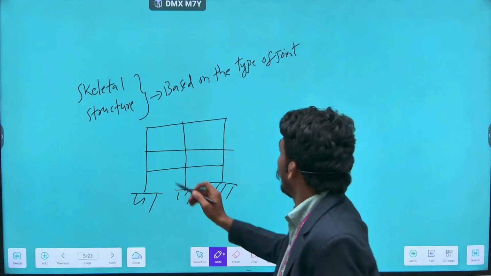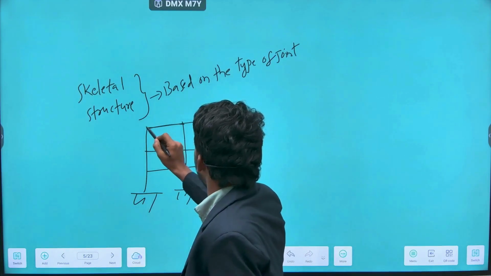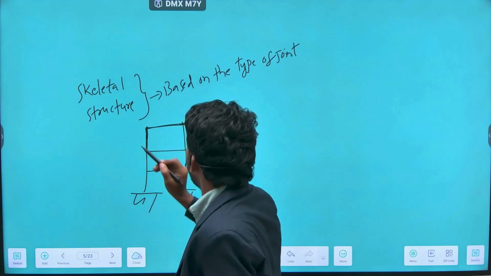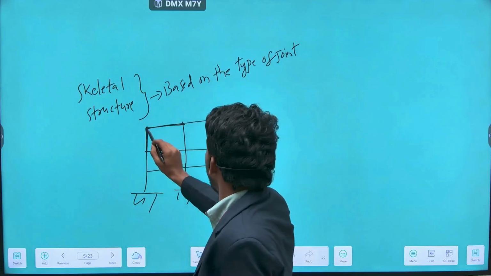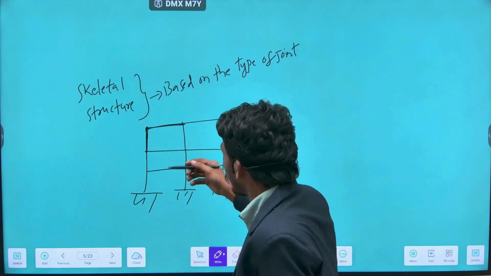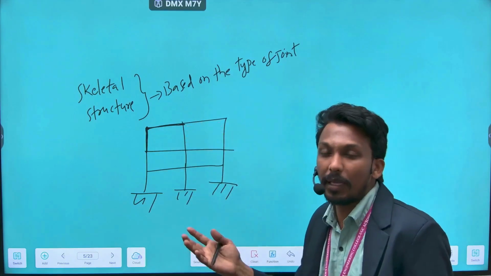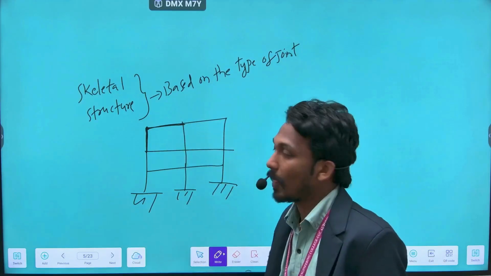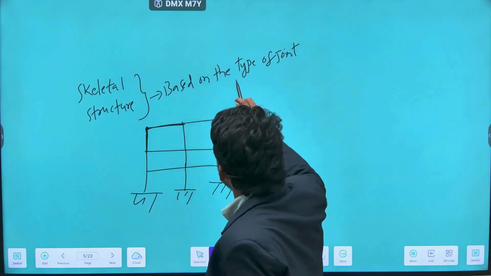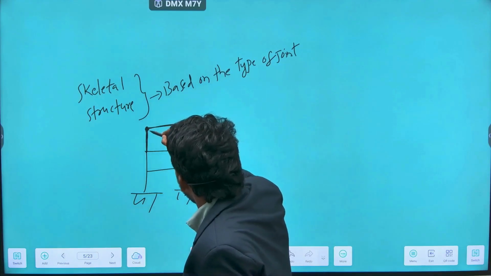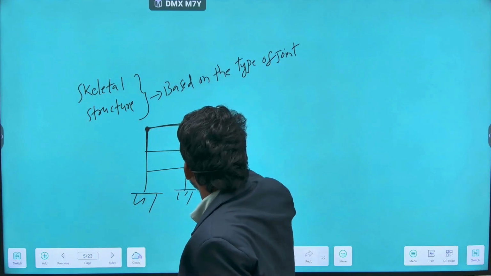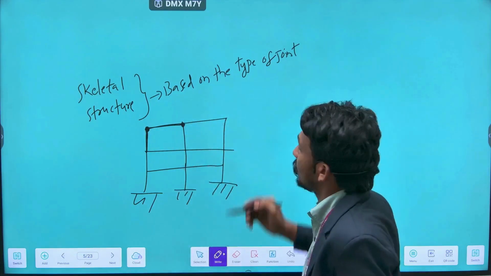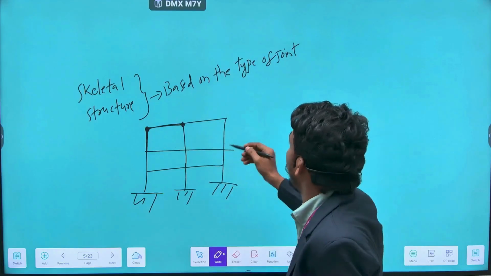So if you observe, this is a beam, this is a beam, this is a column. These two are skeletal structures because only one dimension is predominant. So a combination of all these beams and columns gives us a skeletal structure, something like a frame. If you are joining all these skeletal structures together, we need a joint. So based on the type of joint, it can be classified into two things.